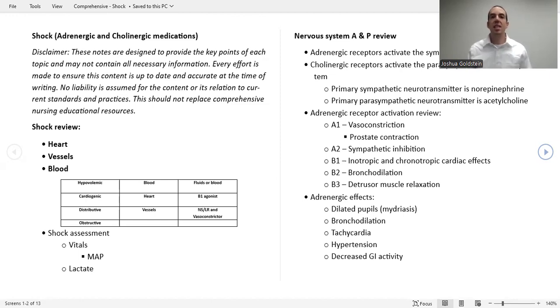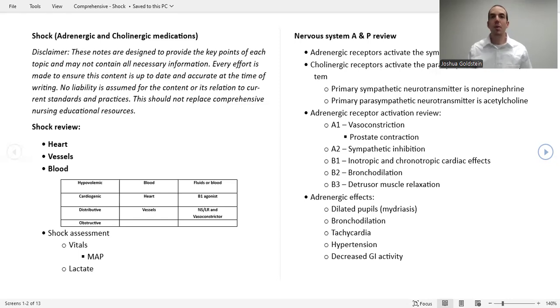Shock is a state of inadequate cellular perfusion. That's the bottom line. Shock is a state of inadequate cellular perfusion, meaning the cells are not getting enough perfusion, in other words, enough oxygen. Now, there are three components of the cardiovascular system, which is responsible for delivering oxygen to each and every cell. There's the heart, the blood vessels, and the blood itself. We need all three of these to be working perfectly.